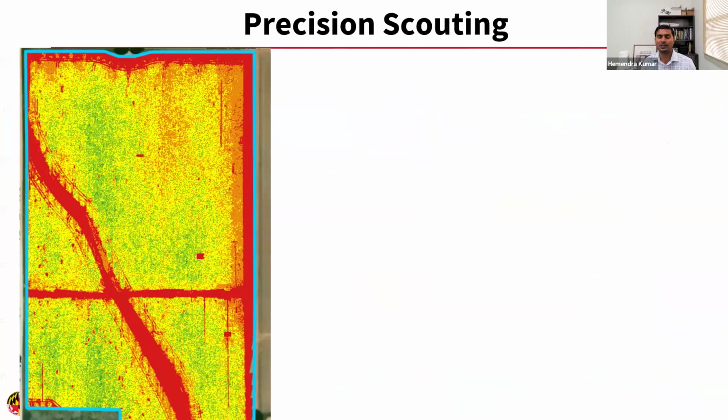Now, precision scouting. When I say precision scouting, it is more about the vegetation index, right? Or something that you want to understand more about the field. If you have a 160 acre or 300 acre field, you're never going to walk to see where the problem is unless you see it from the aerial imagery. You should have an eye on your field from the sky. This is what I tell my farmers.